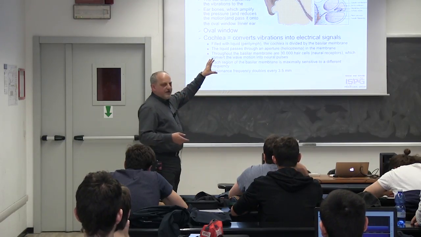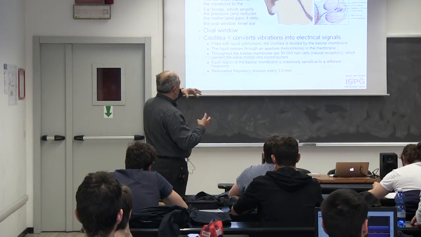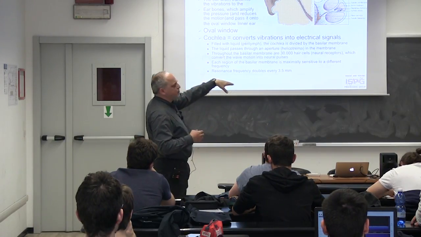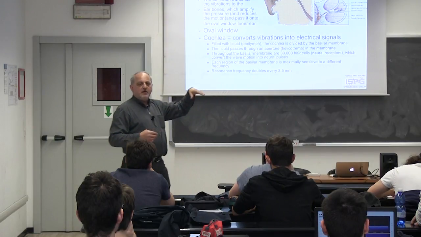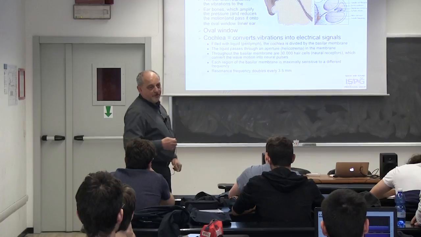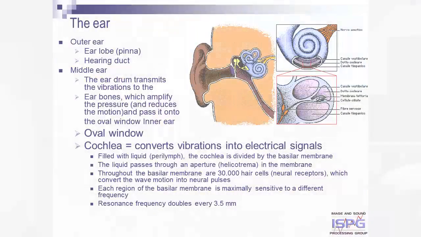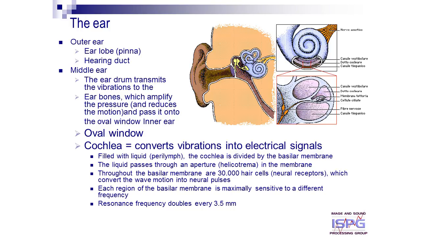So the cochlea is this pipe, really a conical pipe, which is cut in two inside by a membrane called the basilar membrane. The basilar membrane is there in order to collect the electrical signals. The other thing that I mentioned before and I'd like to insist on is that the liquid inside the cochlea is called perilymph.